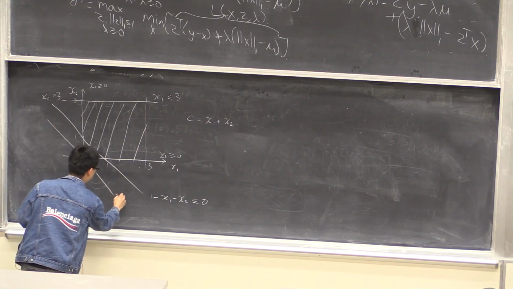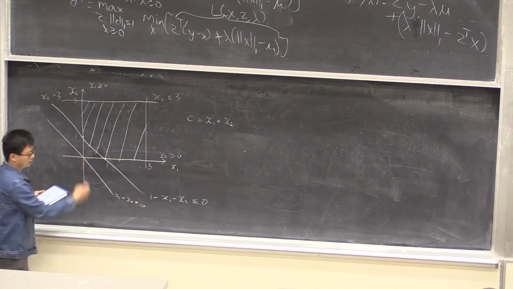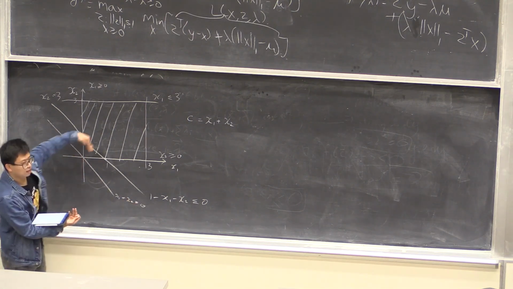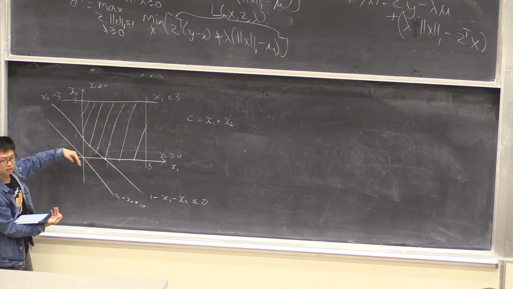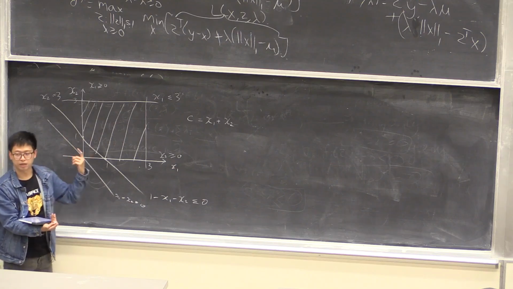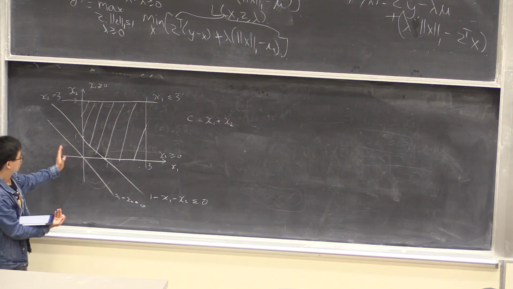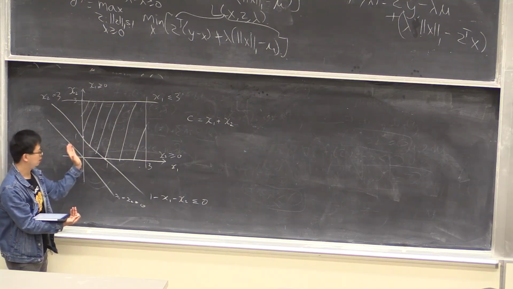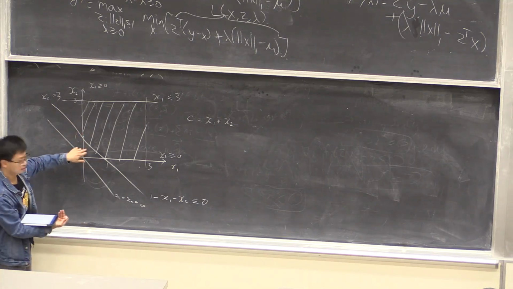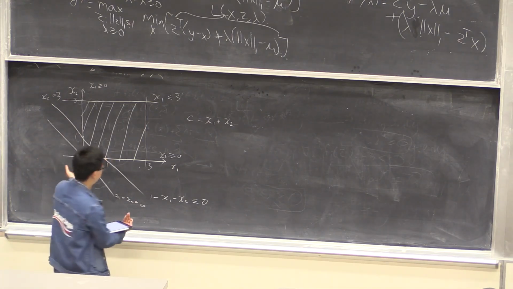Yeah, so x1 plus x2 equals 0. And we can move this line up and down, and whenever it first intersects with this region, it becomes the optimal value. That's another way to think about this. So the first time it intersects this region, it's on this line. So it's another way to think about this problem.